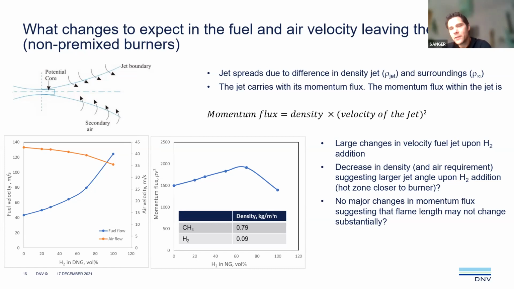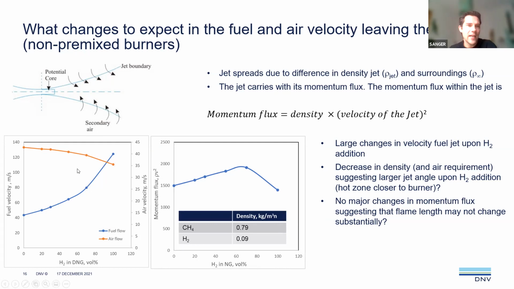But another aspect which is quite important is the momentum flux. Momentum flux is basically the density times the velocity of the jet squared. That also says something about the flame length. And that's something you can calculate, and you see it in the figure here: the momentum flux versus the amount of hydrogen, and you see a slight increase and then a drop. But if you compare the momentum flux of pure hydrogen and natural gas, you do not see that much difference. So that suggests that the flame length might not change as much as you would expect based on, for example, only the flame velocity, which you see on this right-hand side.